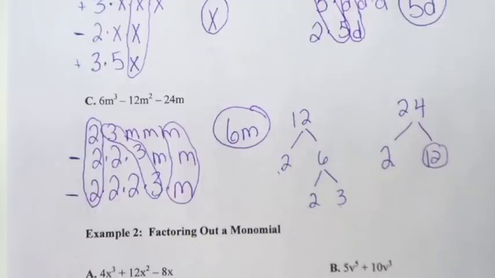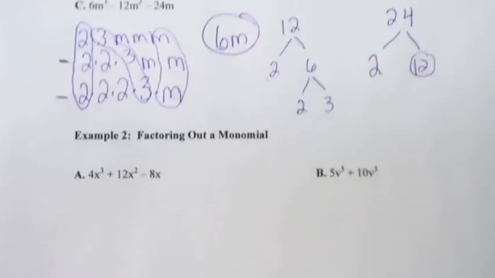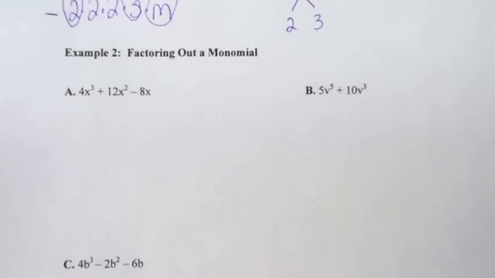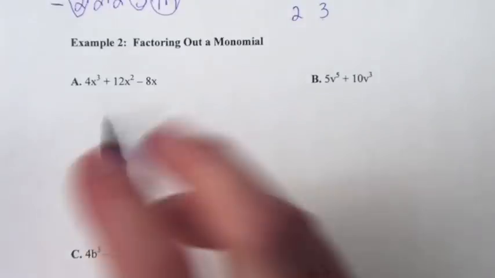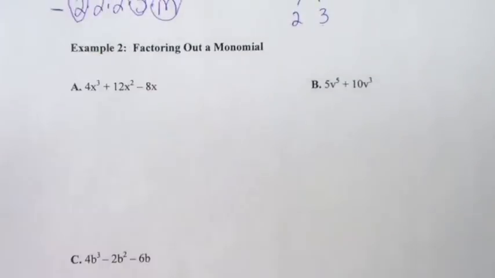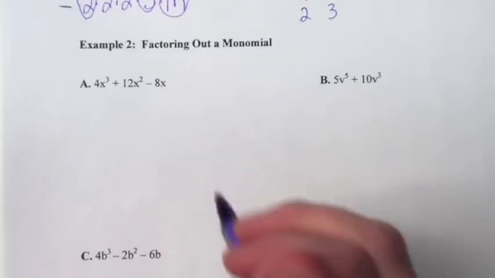The reason I wanted to show you that is because on example 2, we're going to have to learn how to factor out a monomial. In order to do that, we first start with the process of what we did up here, finding the greatest common factor. So let's go ahead and do that.